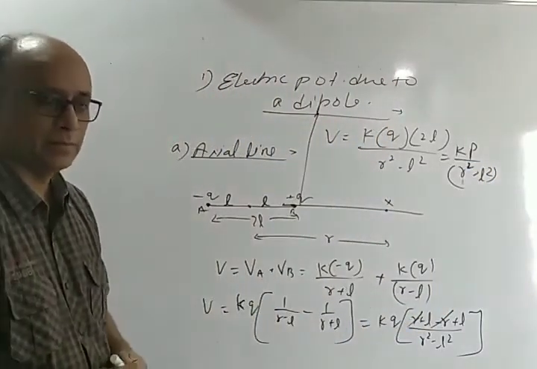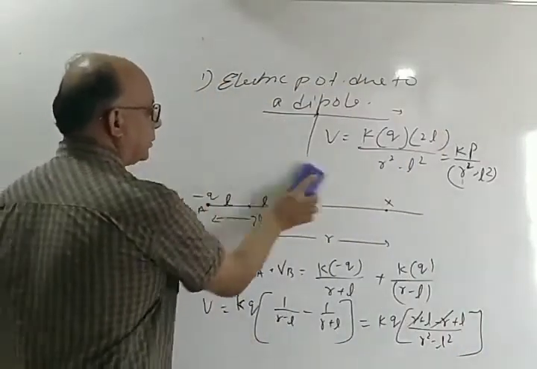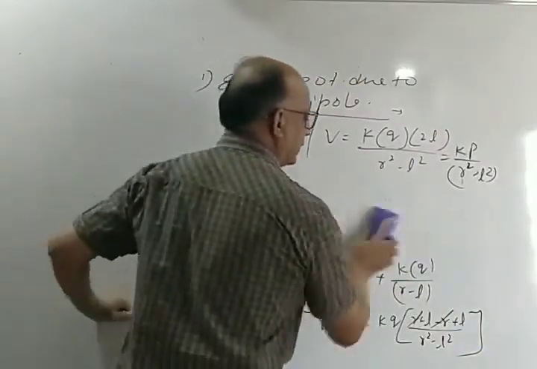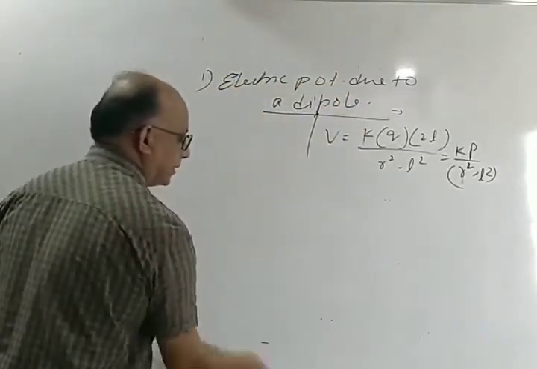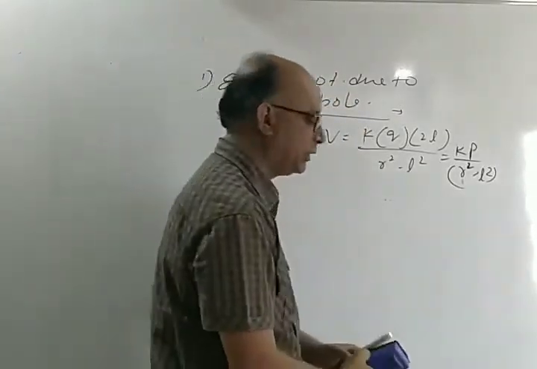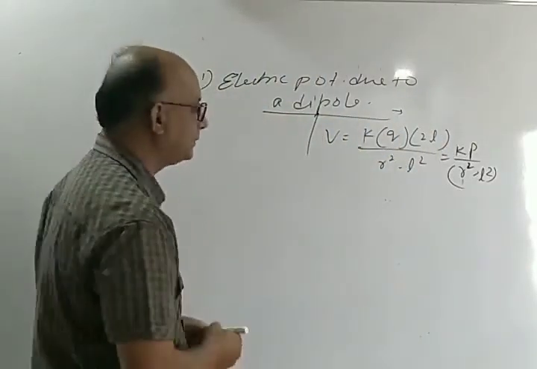It's very simple. Now, in a similar situation, in the case of electric field intensity, we had to take the vector sum, and here it is the algebraic sum, because the superposition principle of electric potential says the algebraic sum will be the net result.